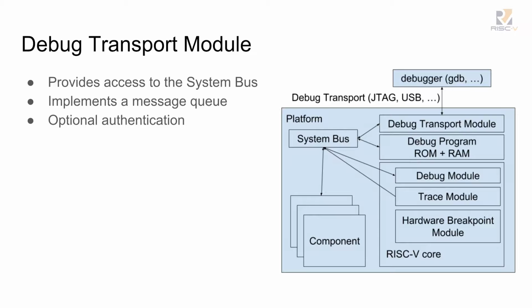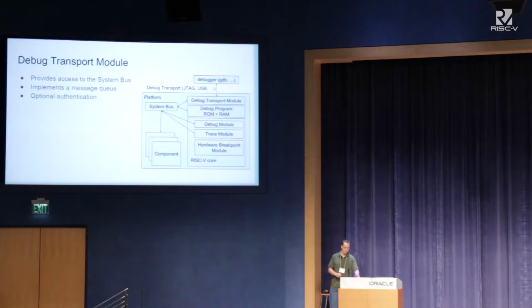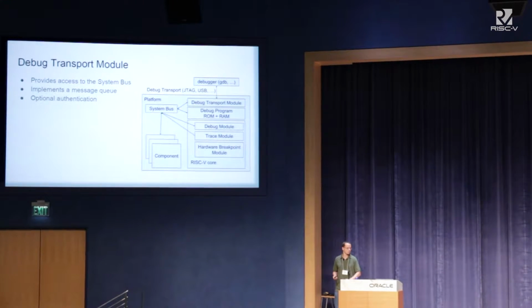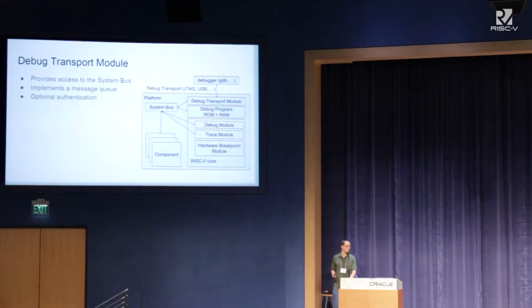So instead, there's a simple message queue in the debug transport module, so that when a component is halted, it can send a message to the debug transport module. That goes in the queue, and the debugger just constantly checks whether there is anything in the queue for it, which it can do without interfering with anything else. There's an optional little authentication mechanism specified in case you want to make chips that you want to be able to debug, but that anybody you give them to should not be able to debug. It's pretty minimal, but it's there as a starting point.